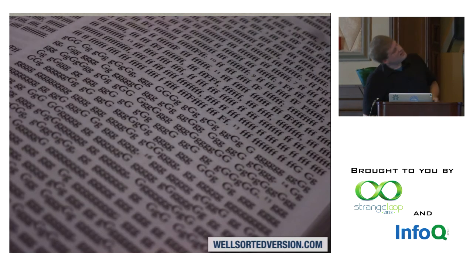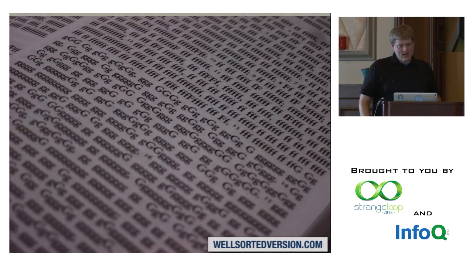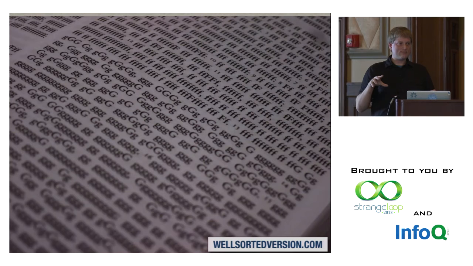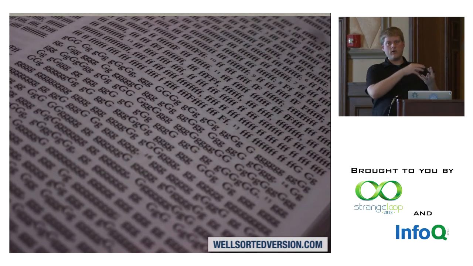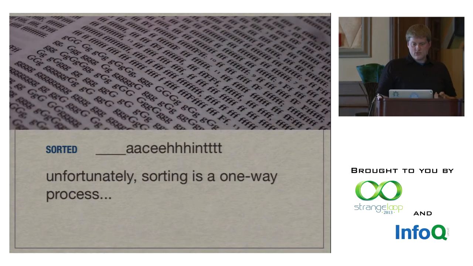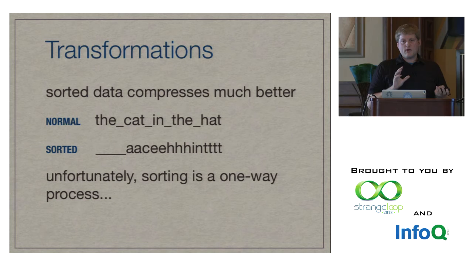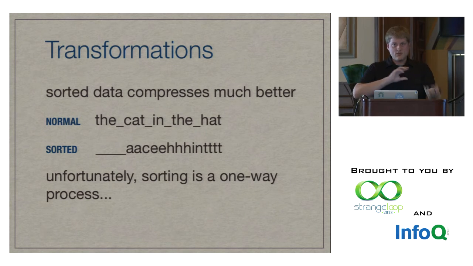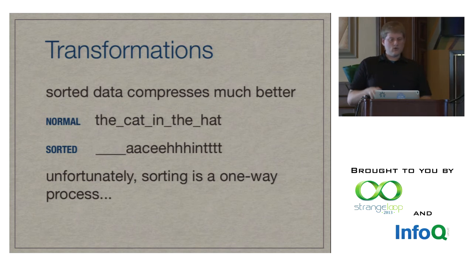Can you see that okay? Okay, cool. And so there's just pages and pages of E's and stuff. And obviously, that would compress a lot better than if you were trying to work with all of the words in their normal order. But the problem with sorting like that is that it's a one-way process. You can't sort something and then compress it and then magically put everything back in the original order.